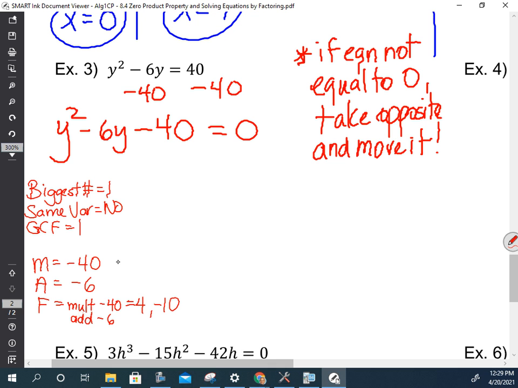MAF is really going to reinforce and teach you how to multiply and how to add, because you're now directly using it. So make your 2 parentheses. Y squared is Y and Y. Take your 2 numbers, put them in. So now it's factored. Now our problem's factored.